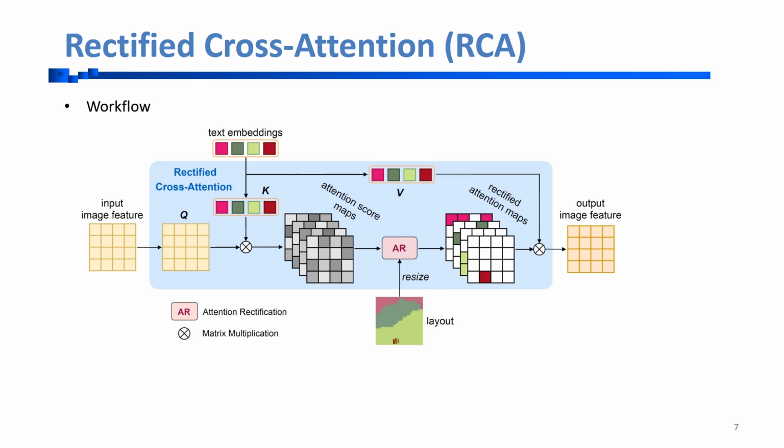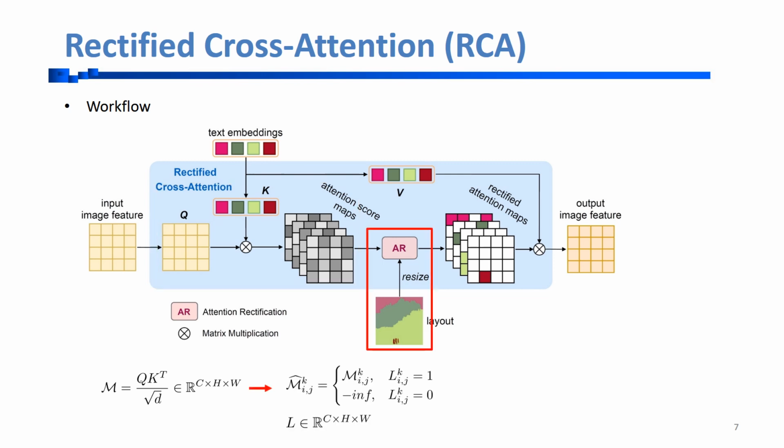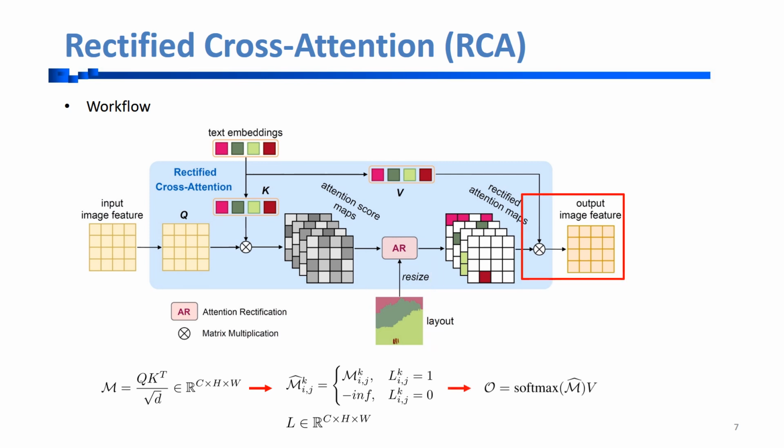Similar to the general cross-attention, RCA first obtains image queries Q, text keys K, and text values V through projection layers, and calculates the attention score maps M. Then, the layout is utilized to rectify M to force each text token to affect only pixels in the region specified by the layout. At last, we apply softmax to the rectified attention maps and take a weighted sum on V to get the output of RCA. By doing so, the semantics from the text are injected to corresponding region in a given layout.